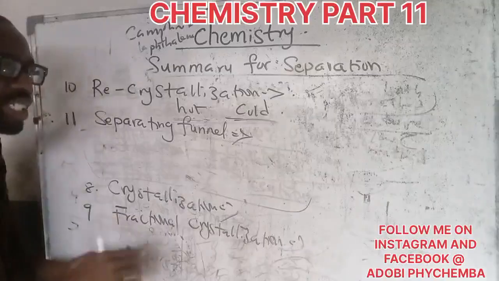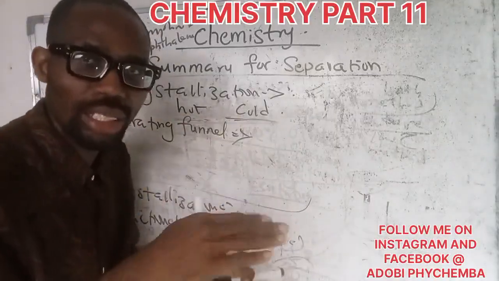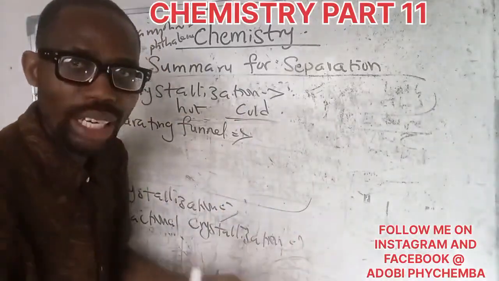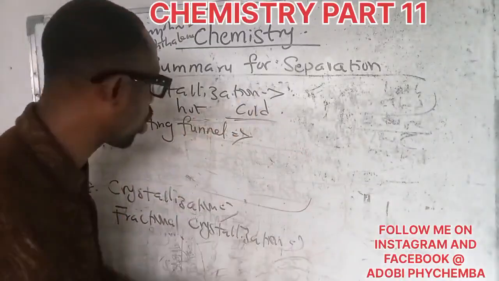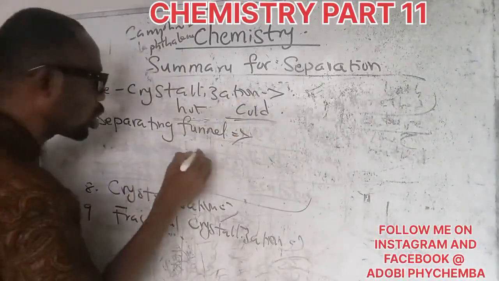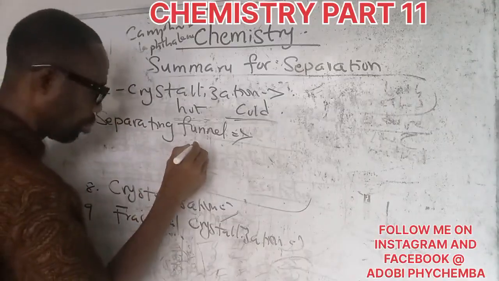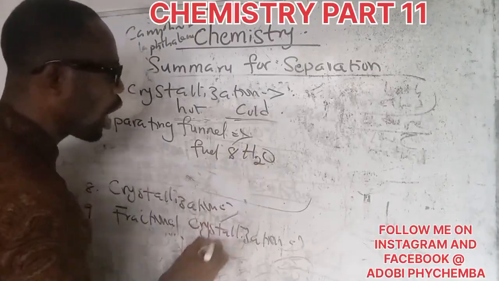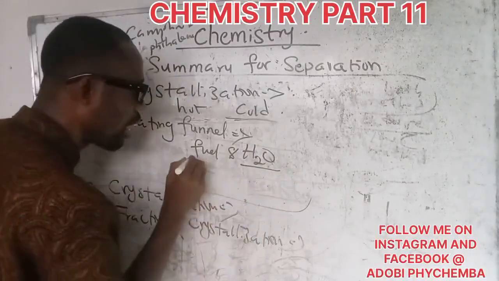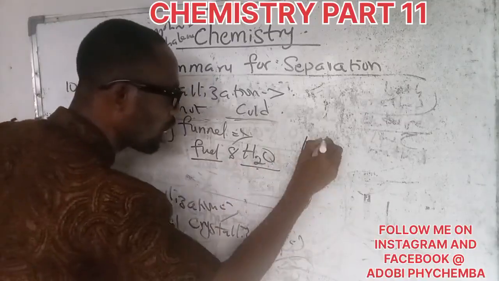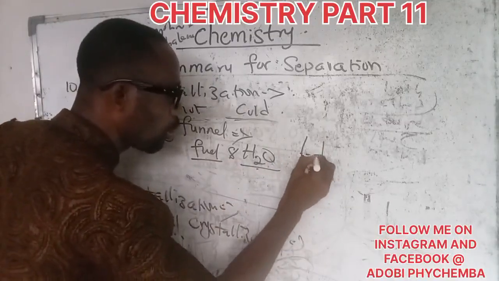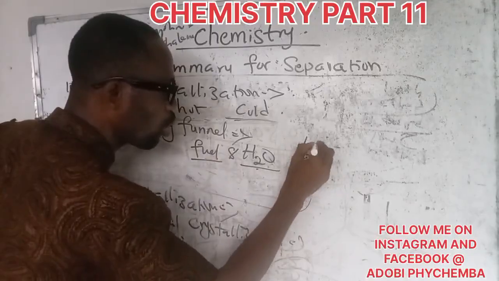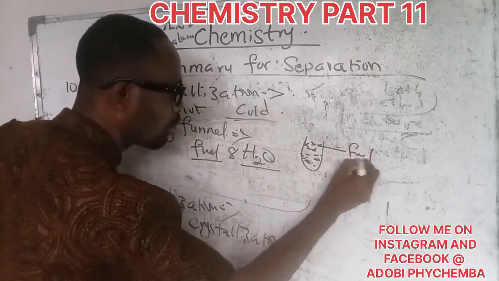In this case, the liquid with higher density will stay below, while the liquid with lesser density will stay at the top. An example is the separation of fuel and water. Water has higher density than fuel, so water will be found at the bottom part of the test tube or container you're using, while the top will represent the fuel.